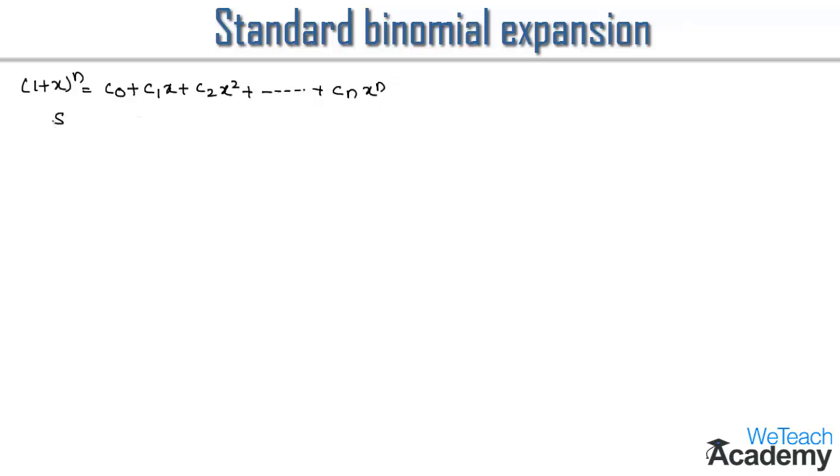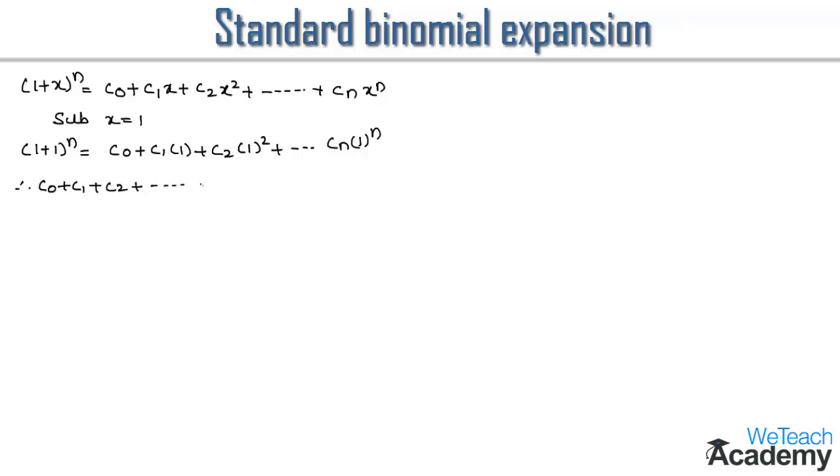In order to prove that, first let us substitute x equal to 1 in this expansion. So we get (1 + 1)^n is equal to C0 + C1 into 1 + C2 into 1² plus so on, Cn into 1^n. Therefore this would come as C0 + C1 + C2, and so on. The nth term Cn into 1^n would come as Cn. And on the left hand side, we have (1 + 1)^n, so by adding, we get 2^n.